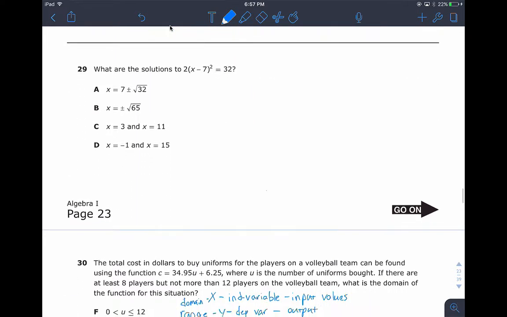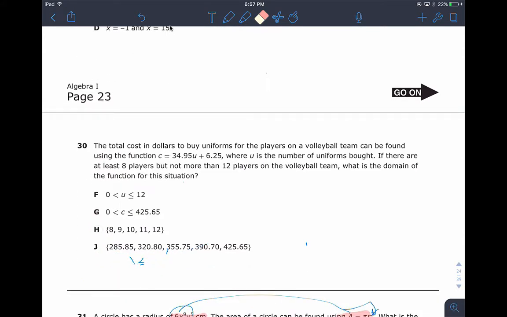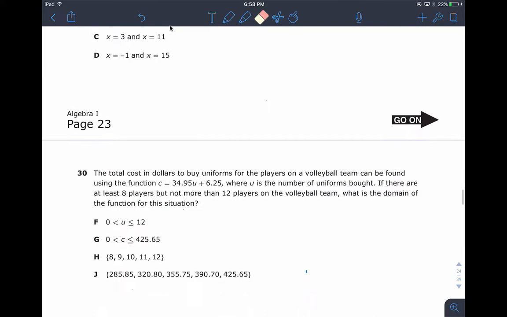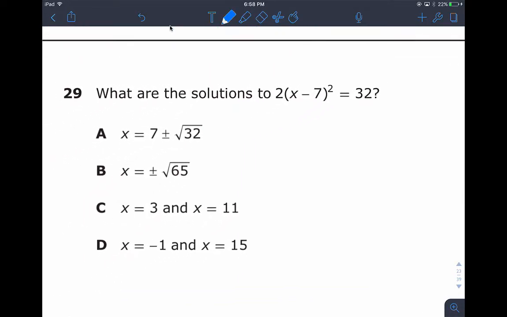All right. What do we got here? 29. Oh, let's see, something I need to erase down here. Talk about that here in a second. All right. Sorry about that. All right, let's see here. What are the solutions to this wild-looking thing here?